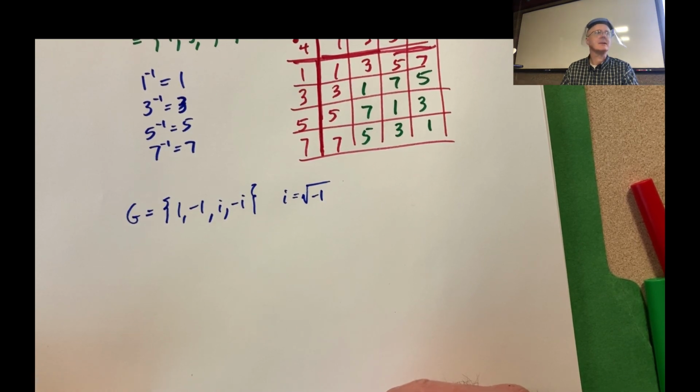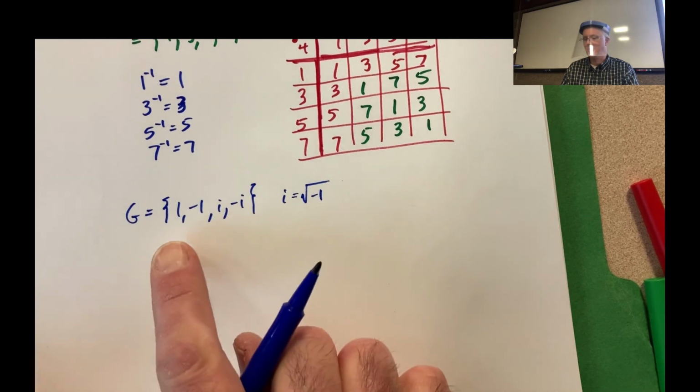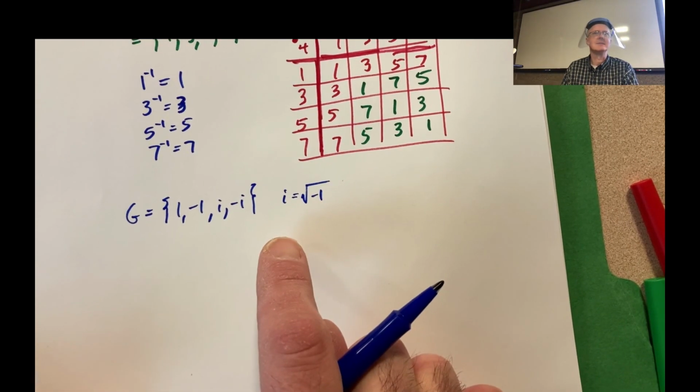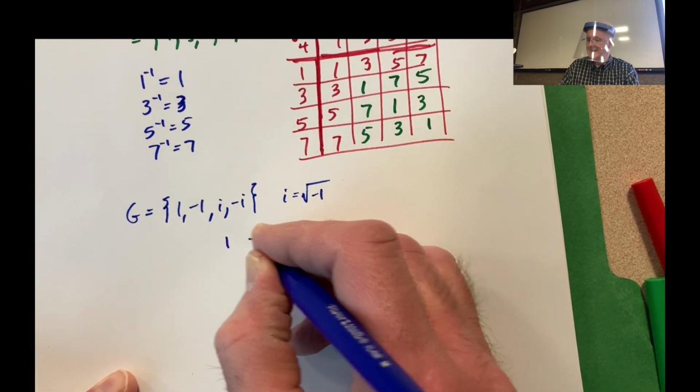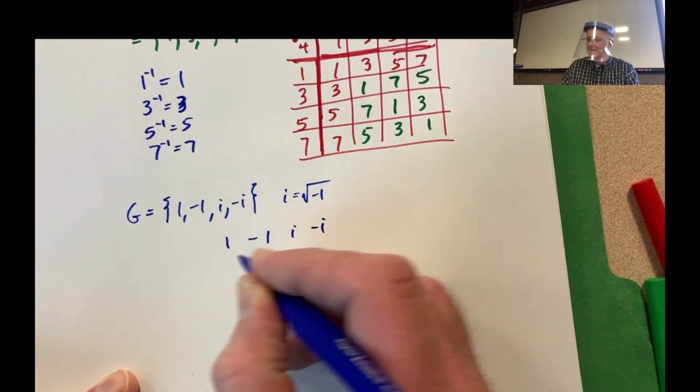Under what? Do you think it's addition or multiplication? It'd have to be under multiplication because, for example, 1 plus i doesn't equal any of these. Yeah, it's a group under multiplication, and 1 is the identity. Let's quickly make the Cayley table.